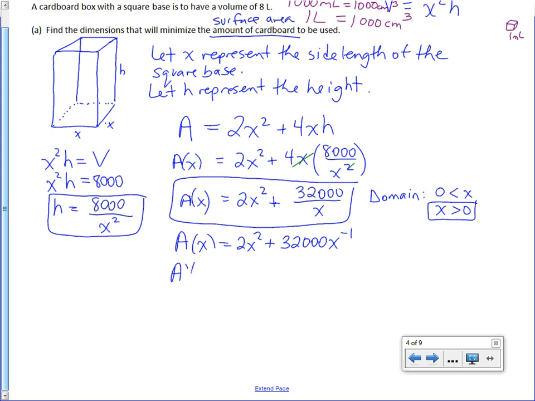Derivative time. Here we go. So derivative of 2x squared, 4x. Derivative of 32,000 x to the -1, negative 32,000 x to the -2. Good. There it is. Derivative found.